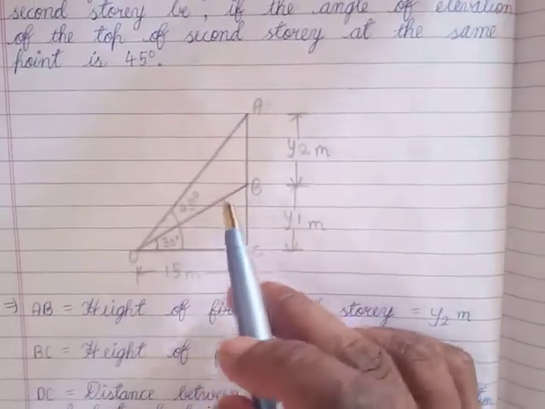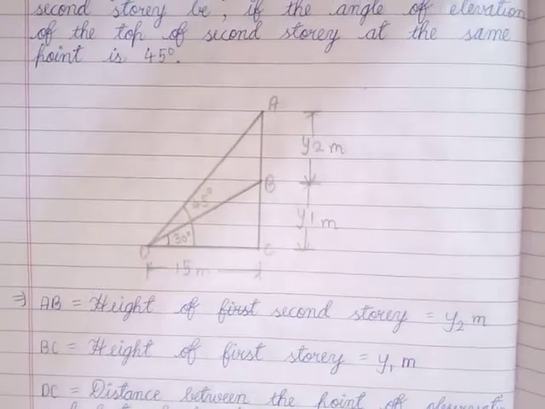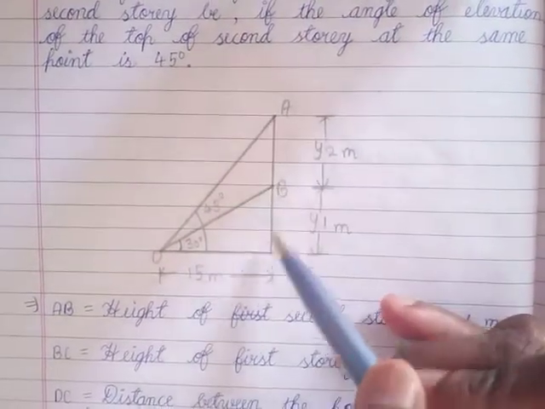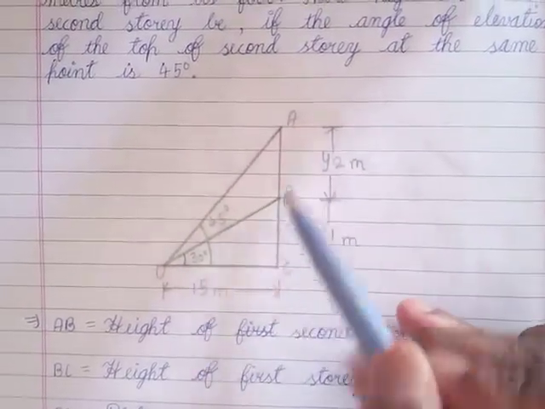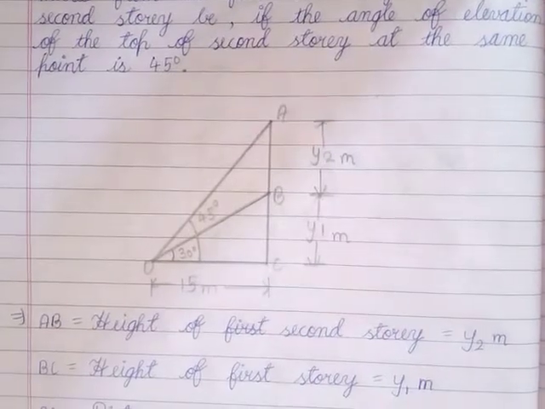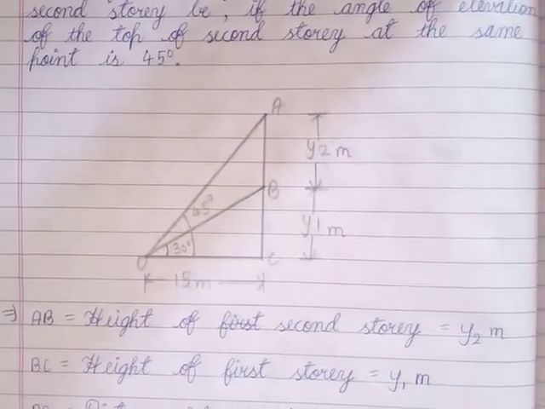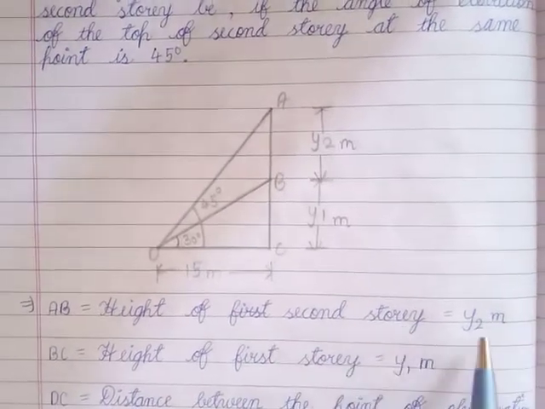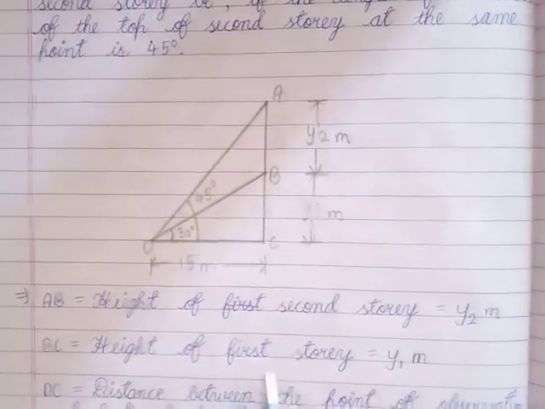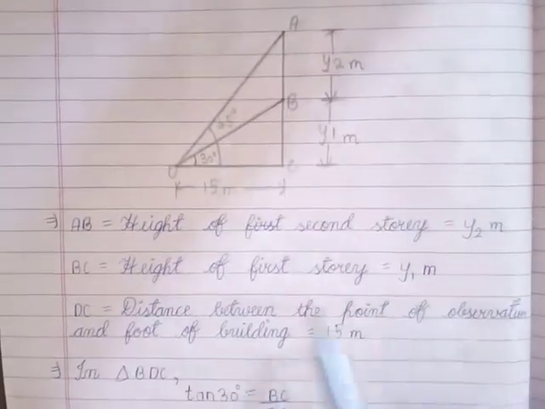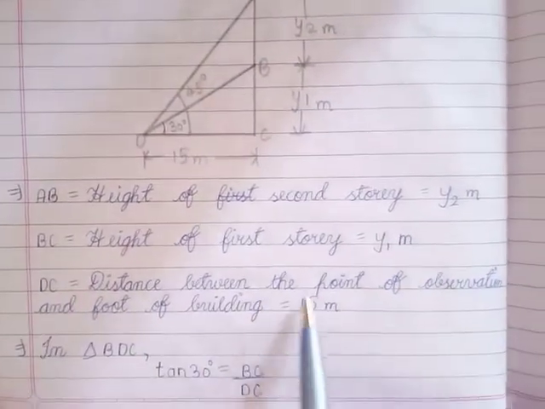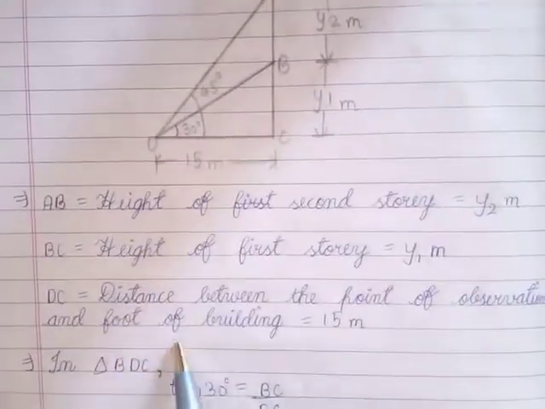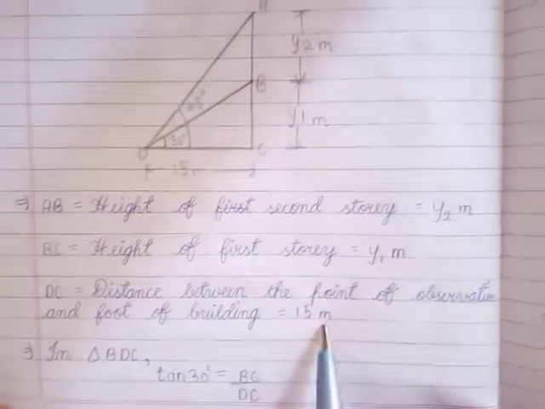We need to find the height of the second story building, or we can say the height of the building, because it is a 2-story building only. Okay, so AB, the height of the second story building, is y2. BC, the height of the first story building, is y1. And DC, the distance between the point of observation and the foot of the building, is 15 meter.